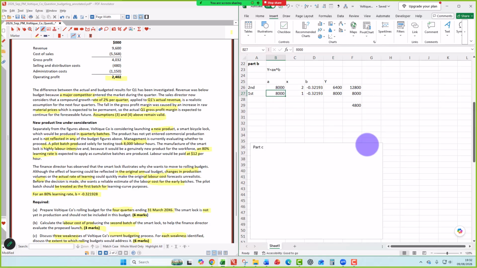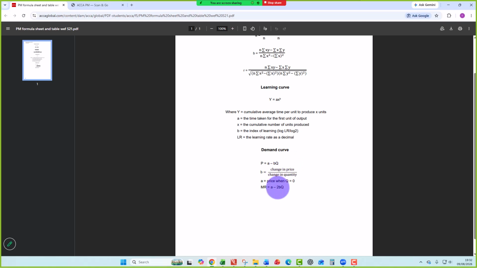So just to run through that again, I've got my value of A is 8,000 because that's the time taken for the first batch. Here I'm looking at the first batch, so the value of X is 1. I've got my value of B, which it's given me down here, minus 0.321928. If they don't give that to you, it does tell you how to calculate it.